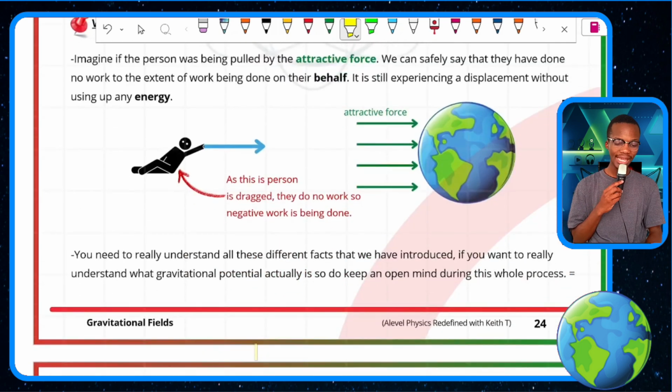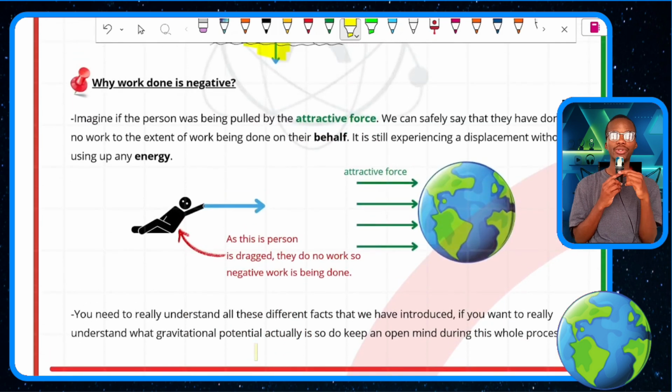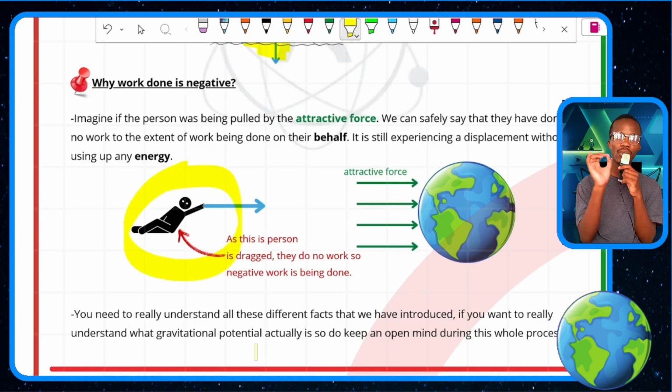Okay. Imagine if a person was being pulled by an attractive force, right? So you're sitting there and you so happen to just be pulled, right? You can safely say you've done no work. You're not doing anything, right? You're not using your own energy, but work is being done on your behalf. You're being dragged, right? So you can see this person over here, this little illustration that I gave you. This person is being dragged, right? So they're experiencing a displacement, but not because they are doing work, but because work is being done on them.